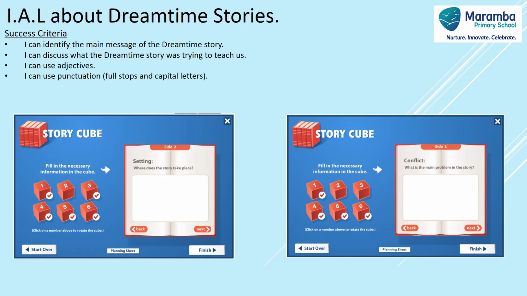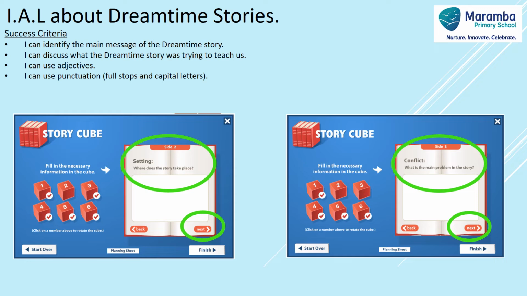For the next part of your story cube, you will need to complete the setting. Now, the setting is where the story took place. Type it in and press the next button. The next part will be the conflict. This is the problem that happened in the story. So think about that, type it in, and press next.